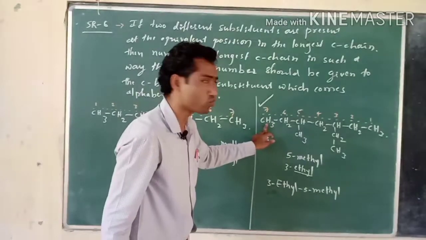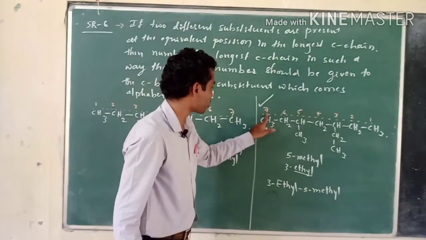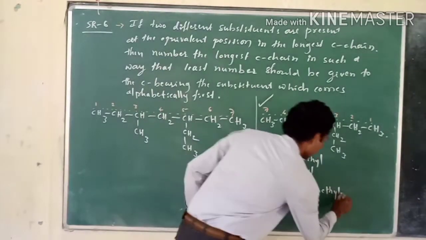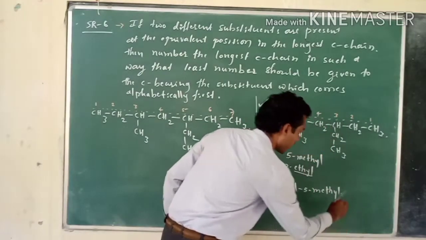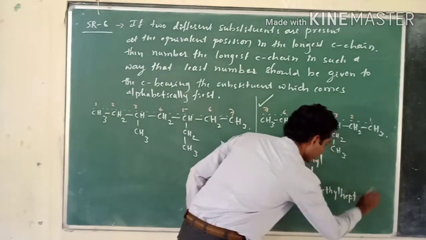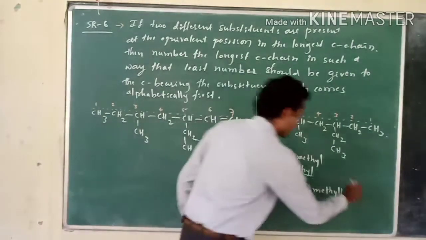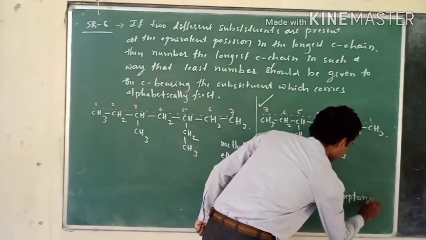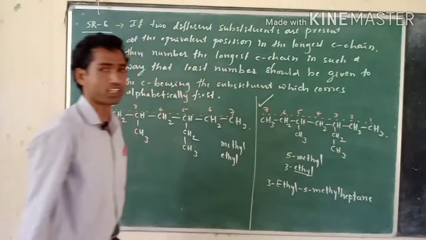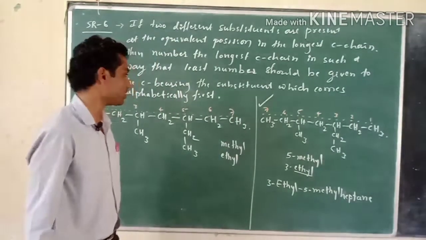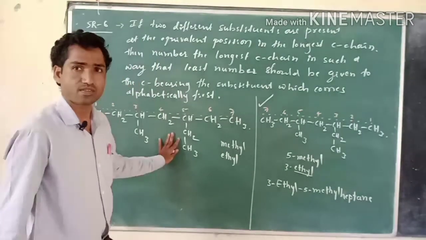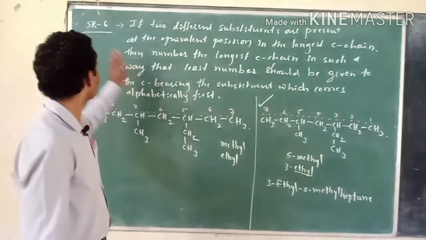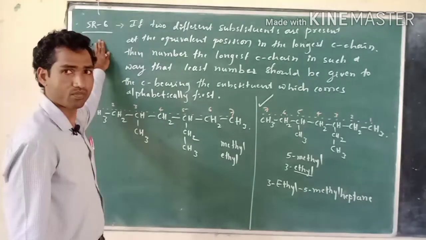Now I have to write the root word. How many carbons are in the longest carbon chain? 7. Therefore, hept is the root word. Carbon to carbon single bond: ANE. In the longest carbon chain, there are only carbon to carbon single bonds. Right. So this is what the sixth rule is.